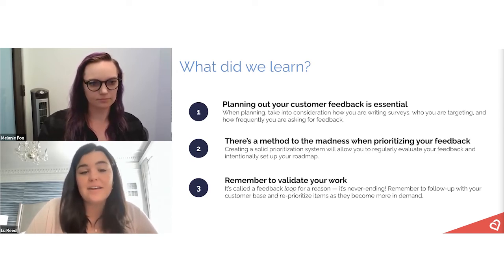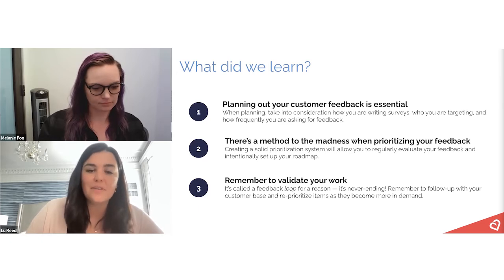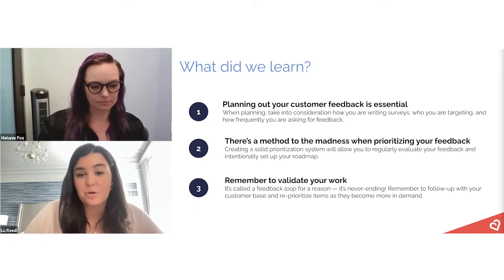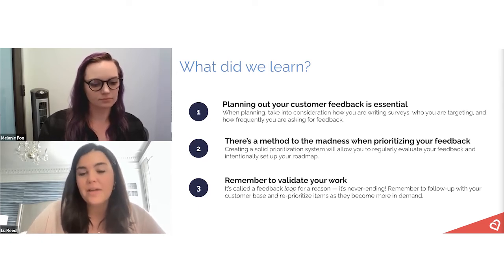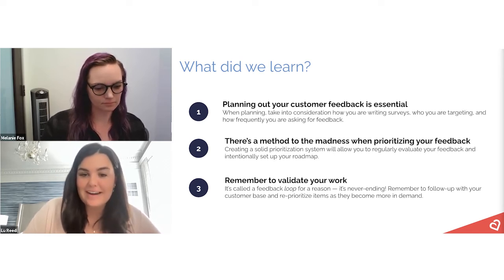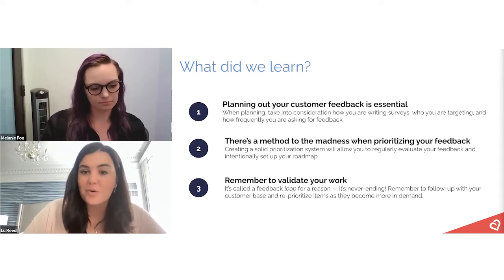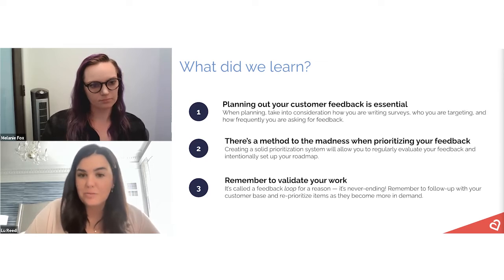And then there's a method to the madness when you're prioritizing your feedback. You have to find the methodology that works for you and your business, but having something that can be constantly updating and always validating with your customers is super important. So you're closing the feedback loop and you're constantly validating that you're building the right thing. And then, as I mentioned, you should always be iterating and always be reaching out to your customers and building those relationships so you can understand where the market shifts and where customer pain points shift as well.